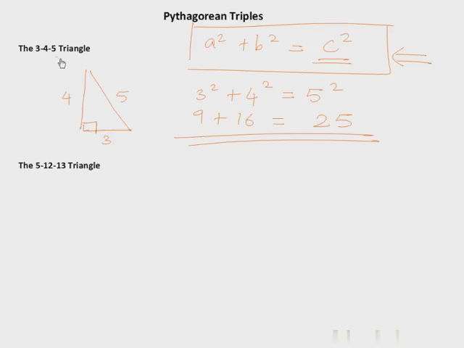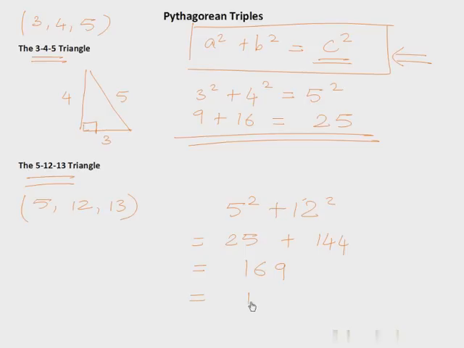So this is a typical triplet. 3, 4, 5. Here's another typical triplet. 5, 12, 13. Let's check it. 5 square plus 12 square is equal to 25 plus 144 equal to 169, which is 13 square. So again, A, B, C, we have a Pythagorean triplet. These are numbers one must remember because they really aid in calculation.